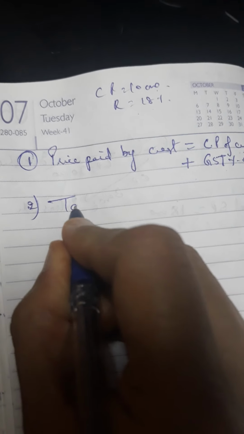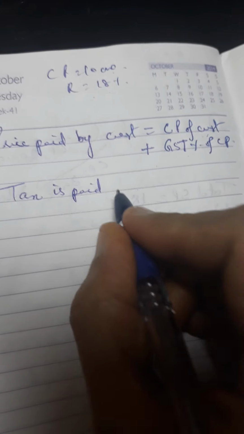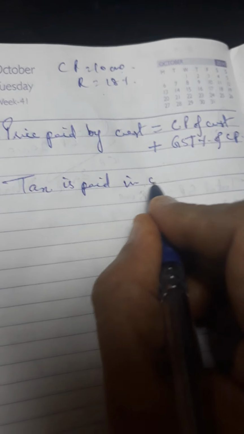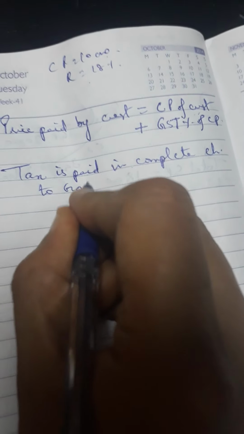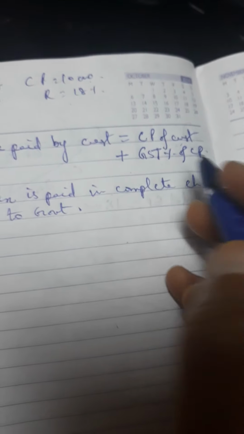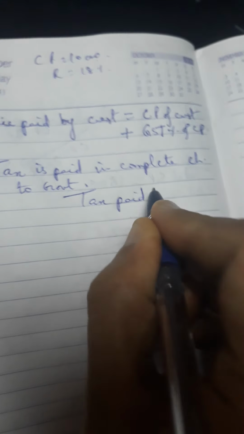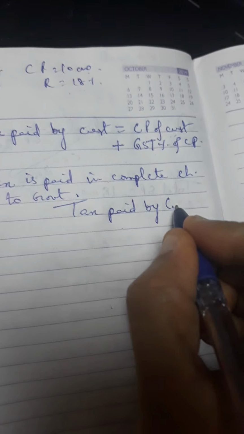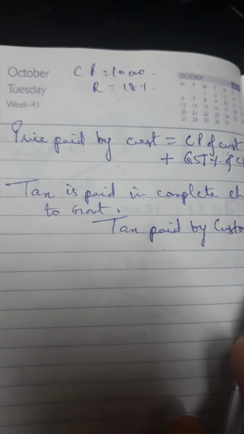And they can also ask you how much tax, GST, is paid in the complete chain to the government. In the complete chain to the government, how much percent of GST goes? That is the tax paid by the customer.